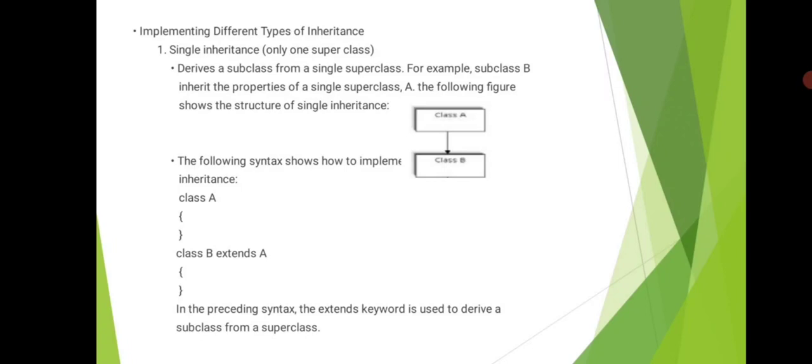The following figure shows the structure of single inheritance, that is class A which is inherited to class B. So class A is the base class, super class or parent class. Class B is the subclass, derived class or child class. Okay, the syntax of how we write it: we can implement it through the extends keyword.